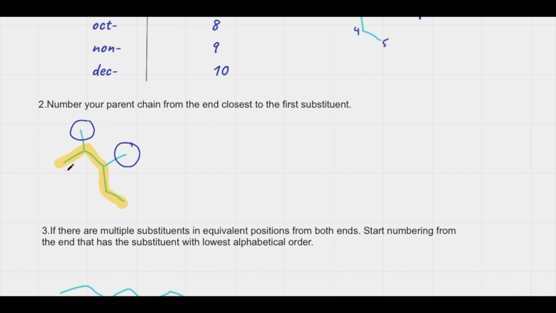If I number from the left, I will say 1, 2. So my substituent will be on carbon number 2. If I number from this end, we will number 1, 2, 3. So my substituent will have a number 3. 1, 2. This one is closer, so I have to number from the left. 1, 2, 3, 4, and 5. It's very important to know which way to number. The second rule is very important: we have to number from the end closest to the first substituent.